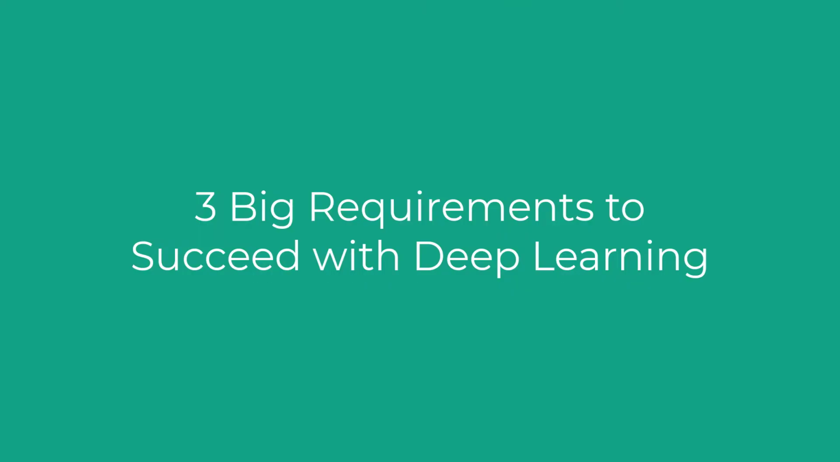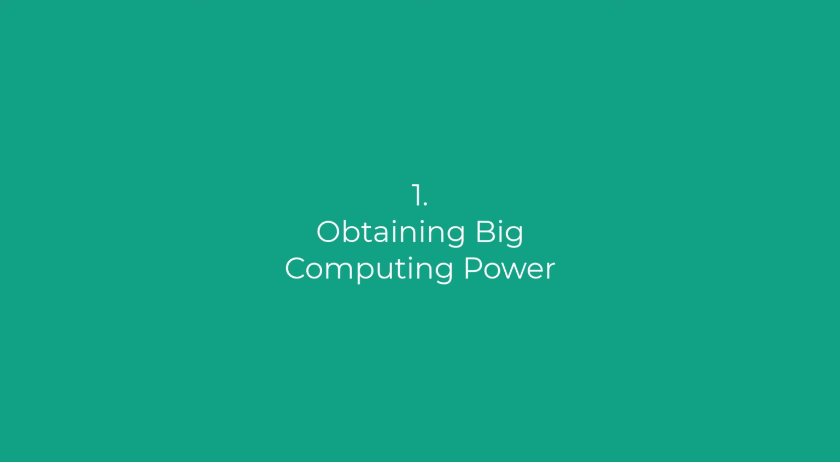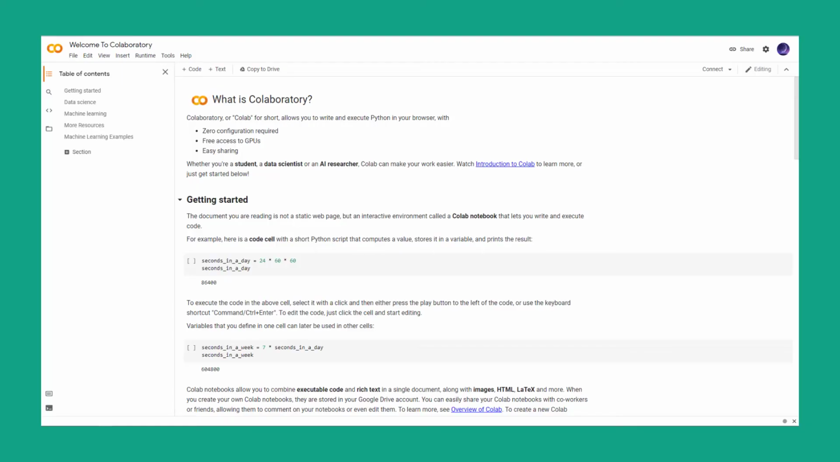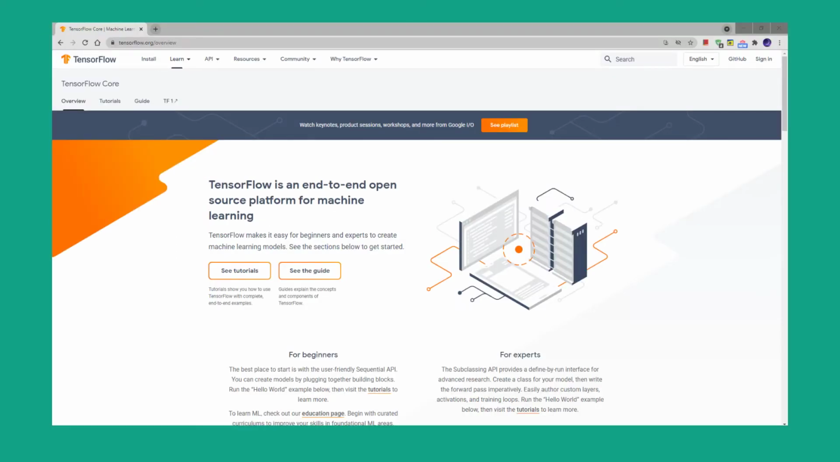In order to make deep learning work, there are 3 big requirements. First, you need to have a lot of computing power. I ran my code on Google Colab, which meant that I could use Google servers to run my code. I also used the TensorFlow library in order to fully utilize the multi-core system of Google servers.